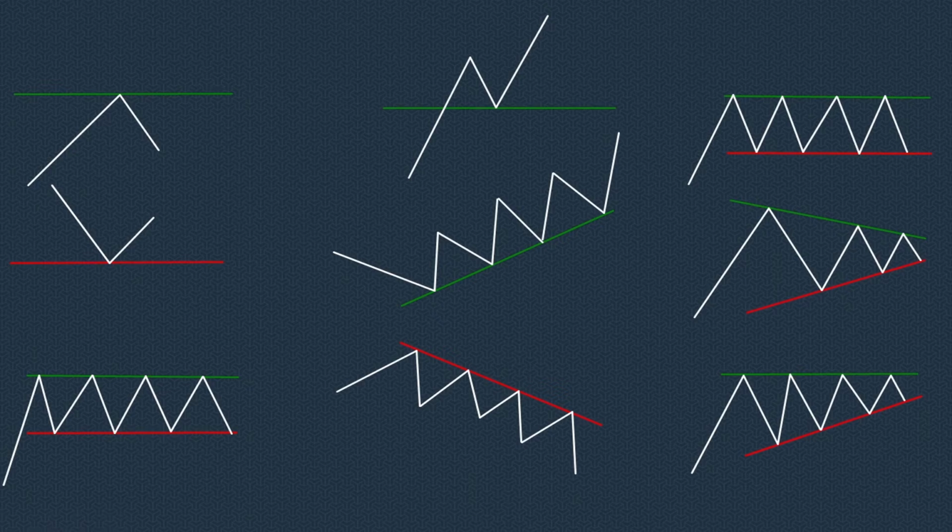Well, just in the beginning of your scalping practice, I would recommend you to trade only these formations and patterns because they are considered to be the most understandable and easy to trade. So you won't have any problems trading these formations.